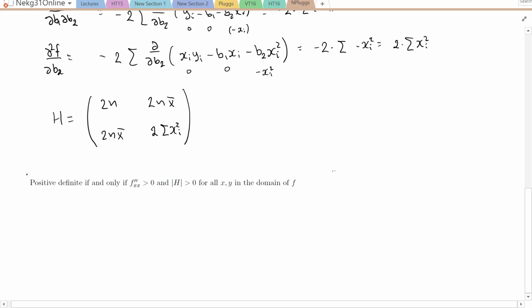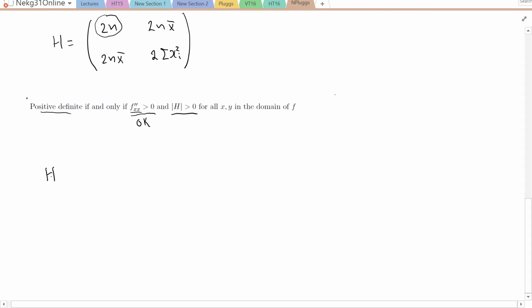The rule for a 2 by 2 matrix for being positive definite is as follows. This one, and again xx refers generically to the first variable. Our first variable is b1, so this is the second partial derivative with respect to the first variable twice. That's this guy. That must be strictly positive, and clearly it is, so that's OK. And second, the determinant of A must be strictly positive. So let's find the determinant of H.